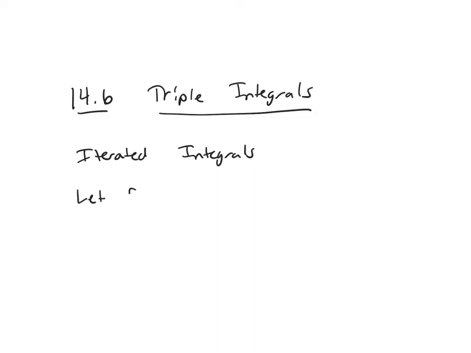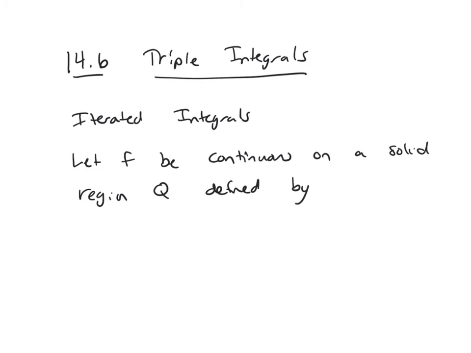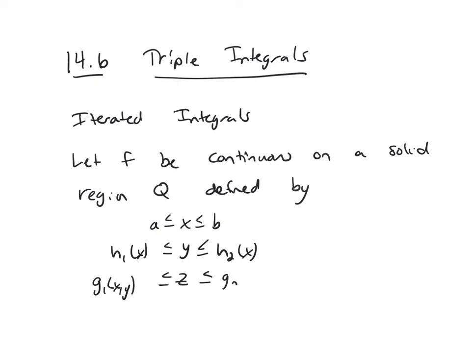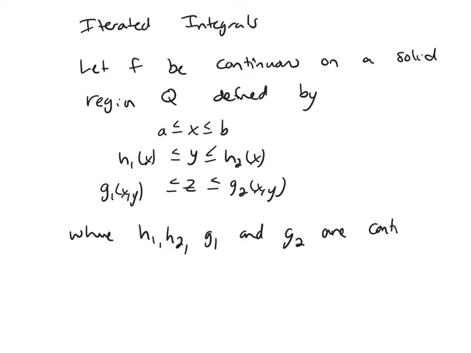So let's suppose that f is continuous on a solid region Q defined by x is between a and b, y is between h1 of x and h2 of x, and z is bounded between functions of x and y, g1 of x, y and g2 of x, y, where h1, h2, g1, and g2 are continuous functions.